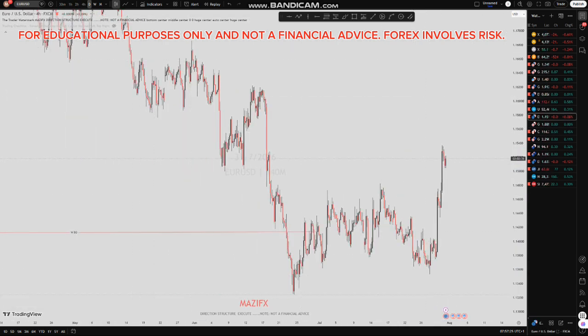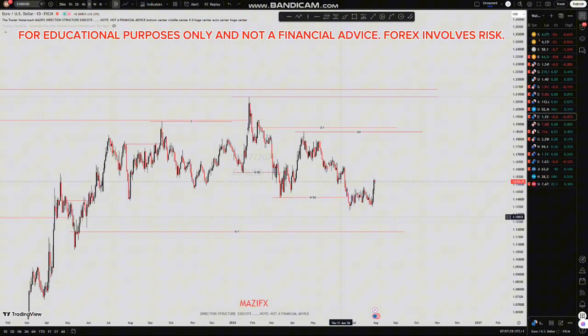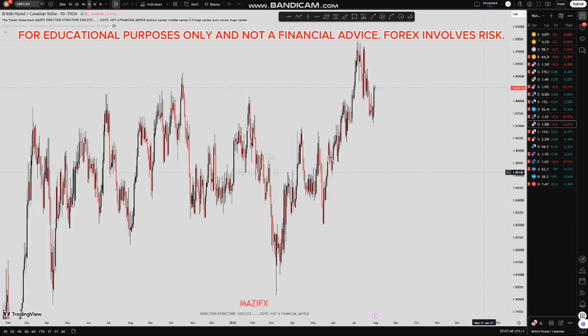So for EU, nothing yet. For EU, nothing yet. So I'm still waiting for price to come all the way to this point here before we decide if price is going down or moving to the upside. Let's check the next pair.